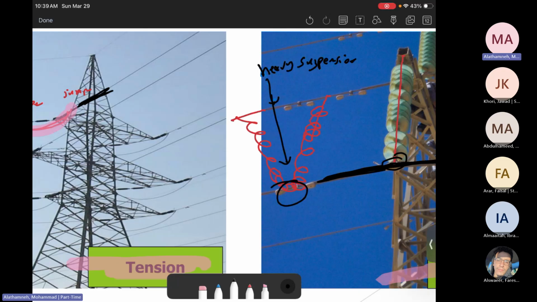in areas where there is high wind or very heavy snow. When there's high wind, it will make the conductor swing, so we need something that can handle more mechanical force. And the other thing, we can use it where there is snow. When snow starts melting, it will suddenly fall down from the conductor, which will make the conductor bounce up and down, which will produce a high mechanical force. Therefore, we need to use a heavy suspension, so it can handle this mechanical force.